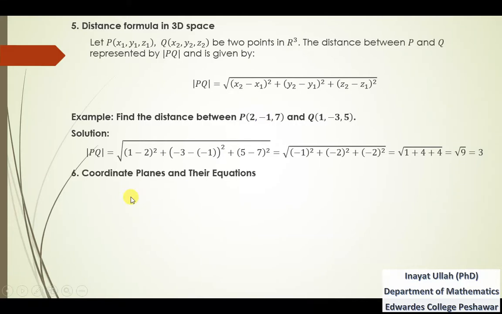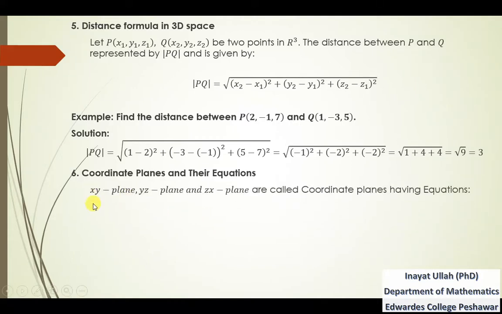Now we have got the definition of coordinate planes and their equations. We have just studied that we have 3 kinds of planes: the floor, which is the xy plane, the left wall and the right wall, which are the yz and zx planes. So these planes are called coordinate planes. And what are their equations?